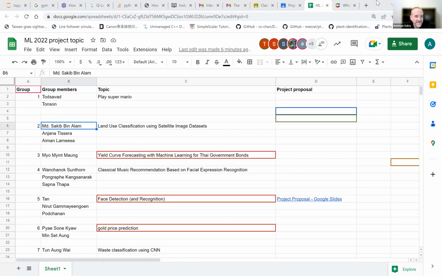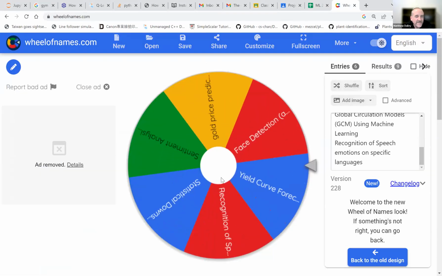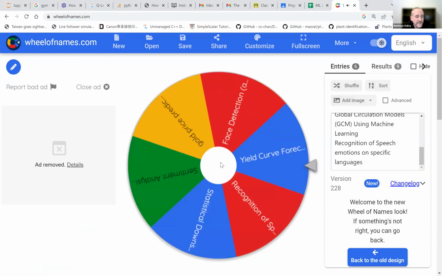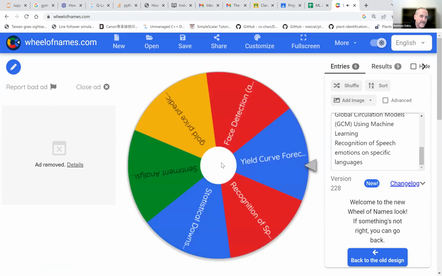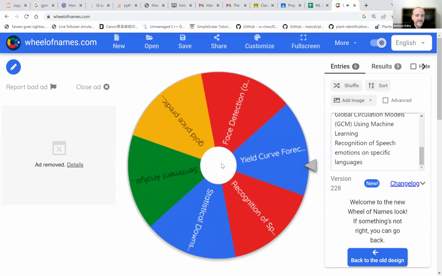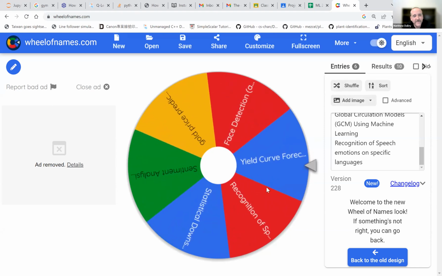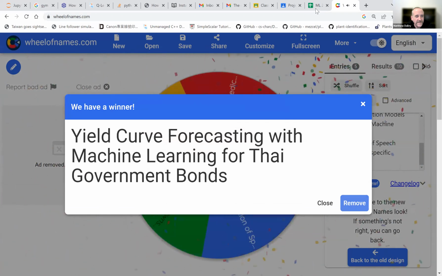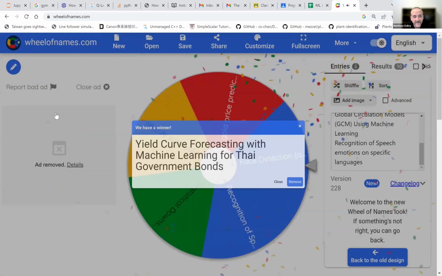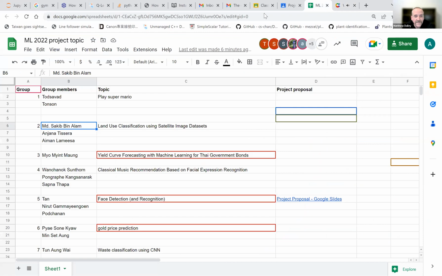Okay, all right, great. Next. Yield curve forecasting.